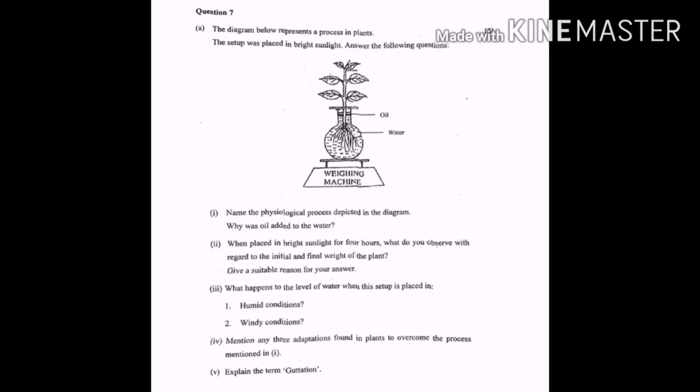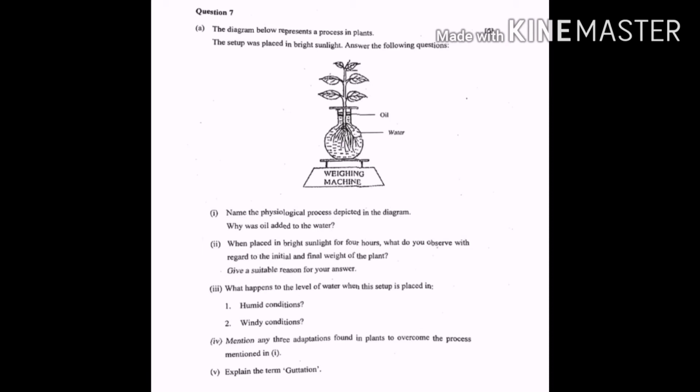Now let's discuss the next question, which is of year 2018. The question says, the diagram given below represents a process in a plant. The setup was placed in bright sunlight. Answer the following questions. Question number 1 is, name the physiological process depicted in the diagram, and why was oil added to the water? The answer will be, the physiological process studied was transpiration, and the oil was added to the water to prevent evaporation.